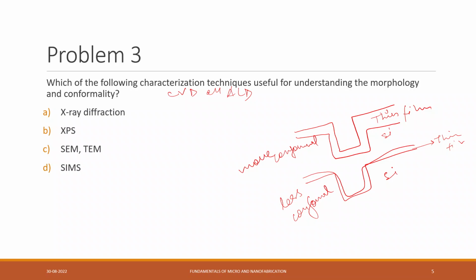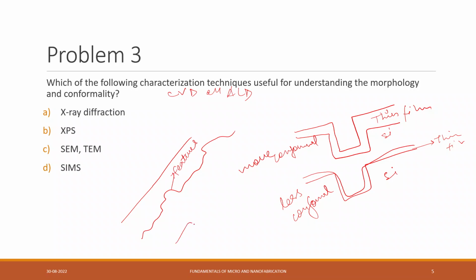Okay, morphology means what? By morphology we mean how the surface is. Say you have some surface like this, and you have some surface like this. This is what morphology means: the features. How are the features on the surface? That is morphology.